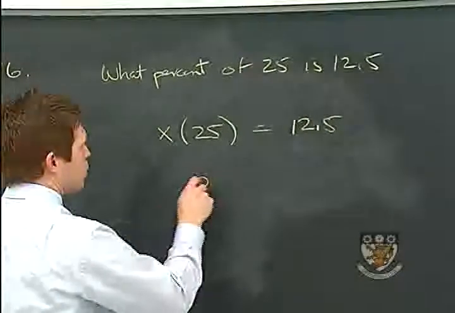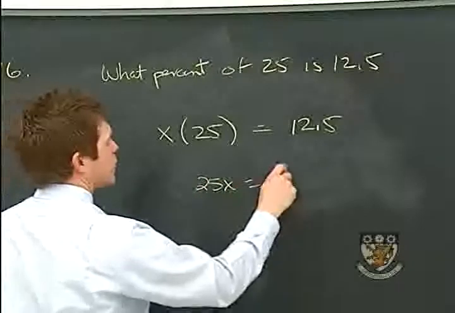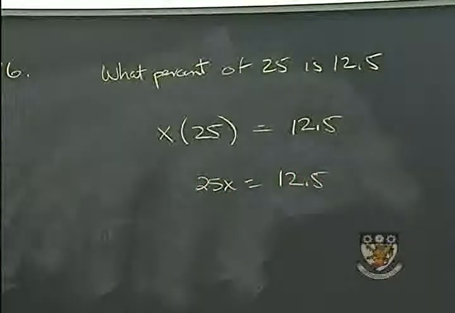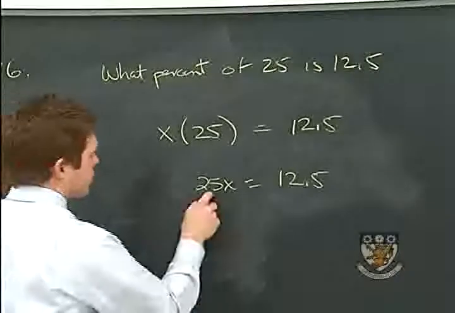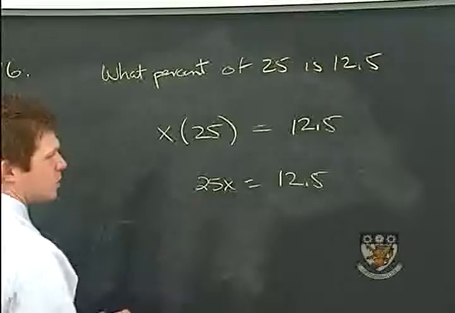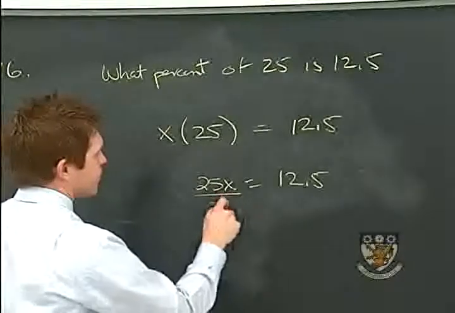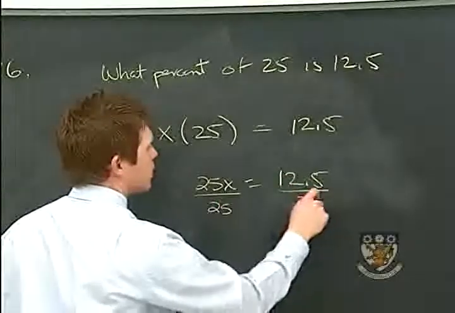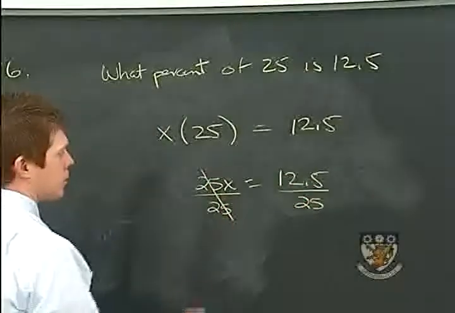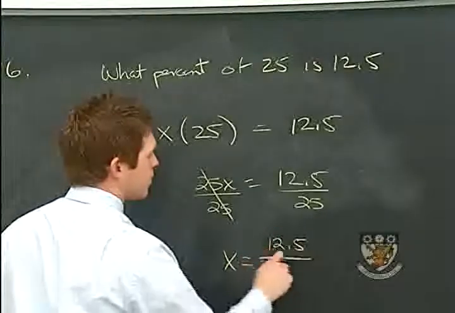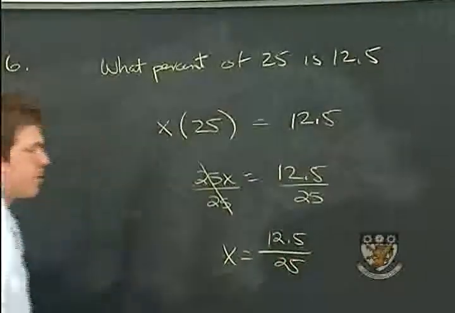We take, this will be 25x equals 12.5. Remember, we're always trying to isolate x to get x by itself using our opposite operations. This is 25 times x. The opposite of multiplication is division. Whatever I do to one side, I must do to the other. These will cancel out. And I end up with 12.5 over 25.